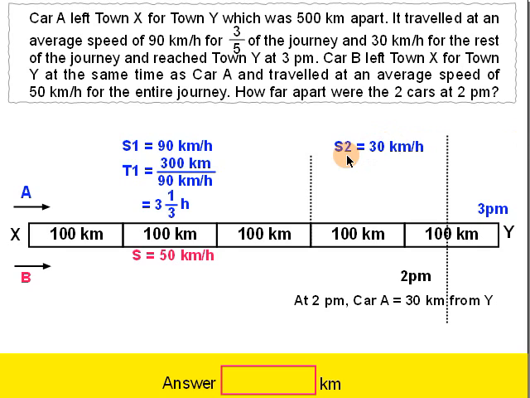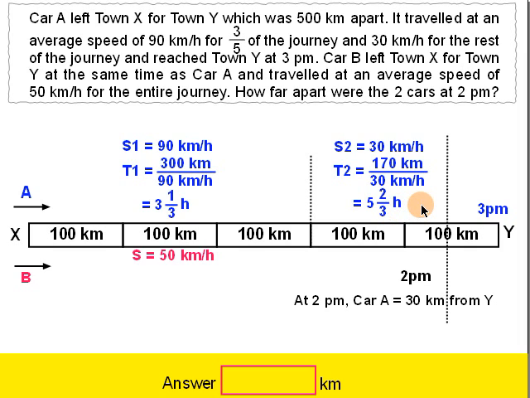Then for the second part of his journey, he traveled at a speed of 30 km per hour, and the time taken is the distance divided by the speed. What is the distance? The entire distance is 500, but for the second part of the journey, we take 200 here, minus away 30 km from Y. We're talking about his second part, that means until 2 p.m. So 170 km divided by 30, and it took him 5 and 2/3 hours.